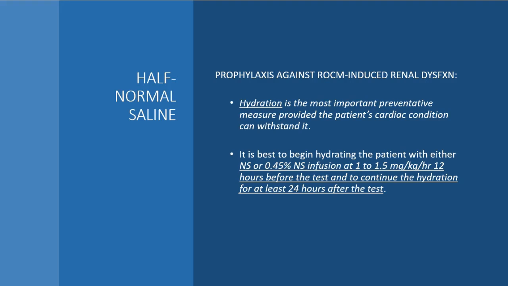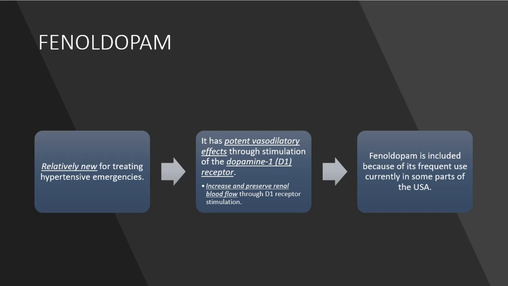So if you give too much fluid, it can back up into the lungs because the heart can't pump it. So it's best to begin with hydrating the patient with either normal saline or 0.45 saline infusion at 1 to 1.5 mL per kilogram per hour, 12 hours before the test, and continue hydration for at least 24 hours. So it's a steady hydration instead of blasting them with fluids after they have the contrast, especially if they have any kidney or cardiac dysfunction problems.